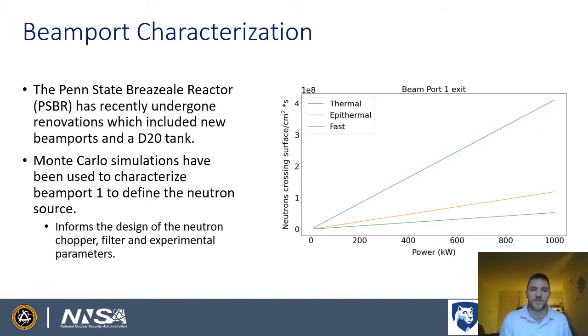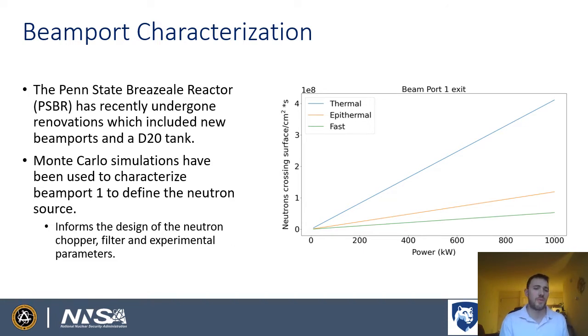So to characterize this source of neutrons coming from the Brazil reactor, we've been working on characterizing the beamport that is intended for use for this mechanical neutron chopper. So the Penn State Brazil reactor has recently undergone renovations to include new beamports and a D2O tank, and these beamports are now directly coupled to the D2O tank, whereas in the last configuration, only one beamport was directly coupled to the D2O tank, and they had different levels of height in relation to the center of the reactor core.